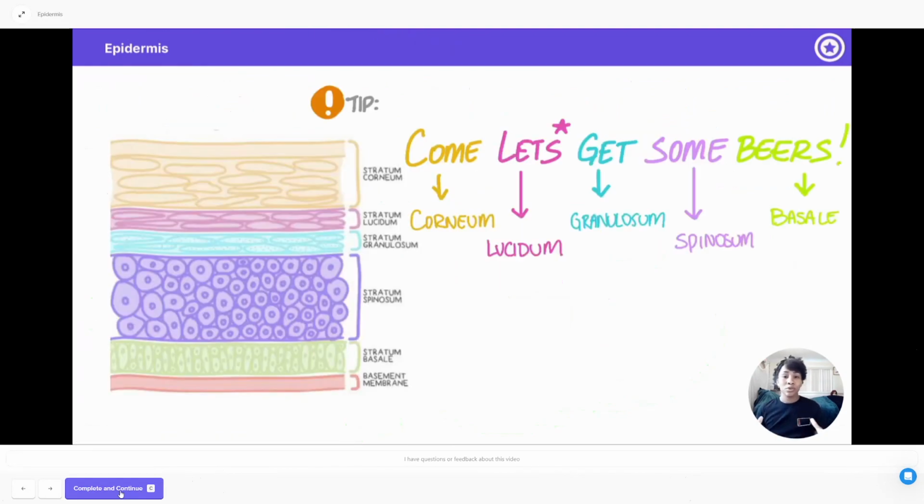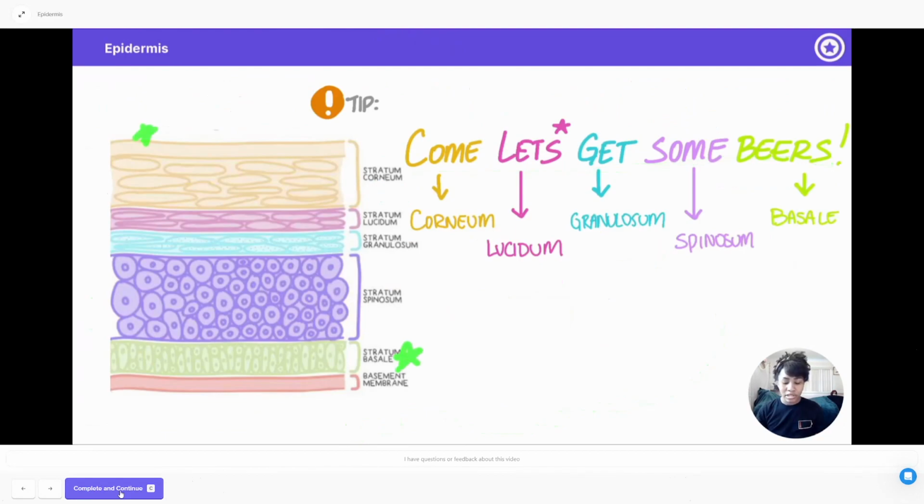Okay, so we've talked about a lot of confusing, fancy Latin words in this video, but here's a great mnemonic that'll help you remember all of the layers of the epidermis. And that's going to be, "Come, let's get some beers." And this mnemonic will help you to remember the layers from most superficial, or outermost, to the most deep, or innermost.